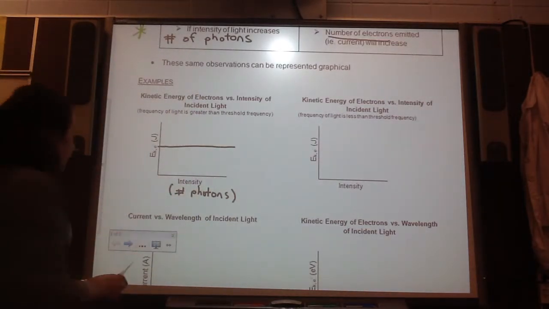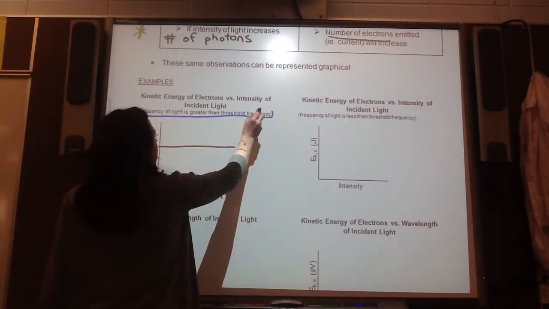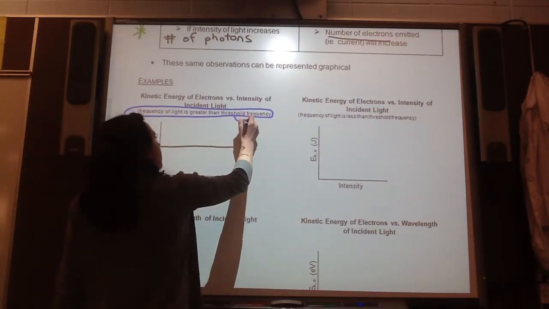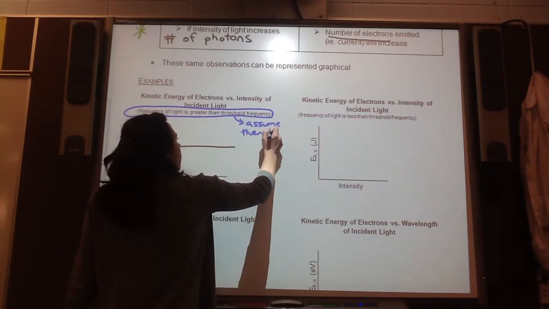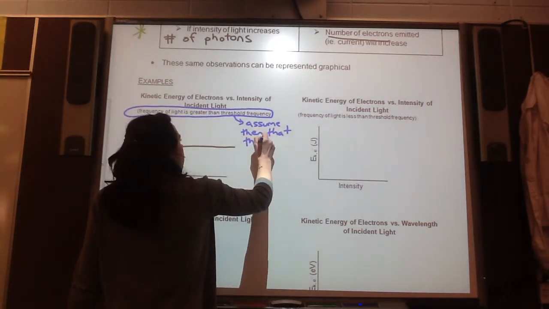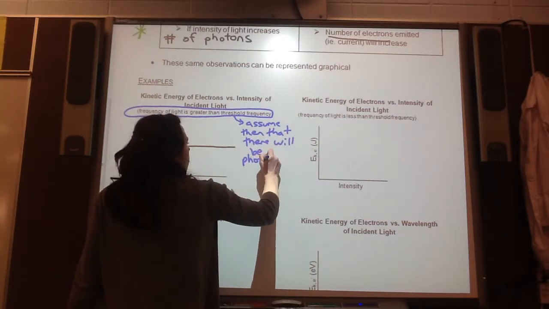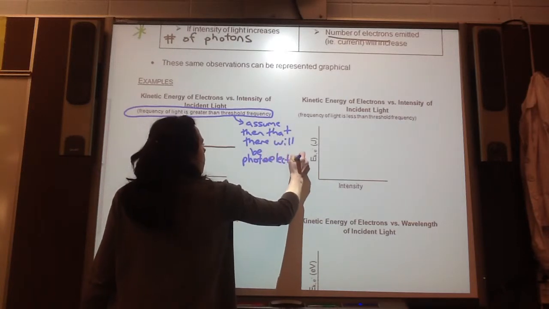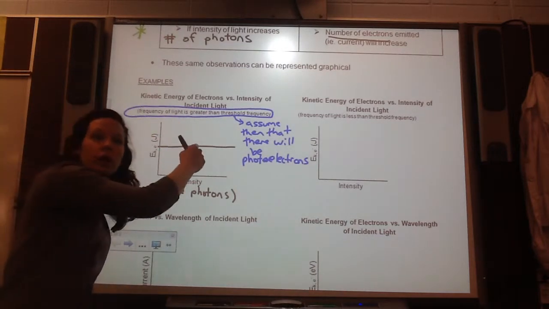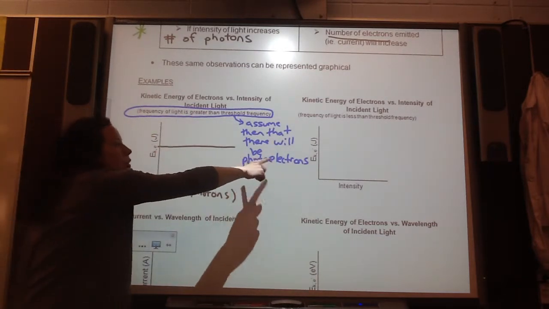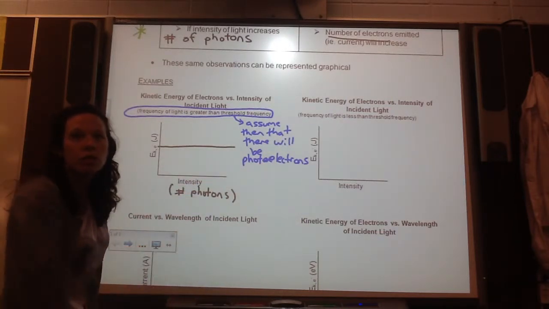It gives us this contingency that the frequency of the light is greater than the threshold. That basically tells us that there will be photoelectrons, meaning that electrons will be bounced off of the surface of the metal due to the incident photons. That's what photoelectrons means. Electrons bounced off due to photons.